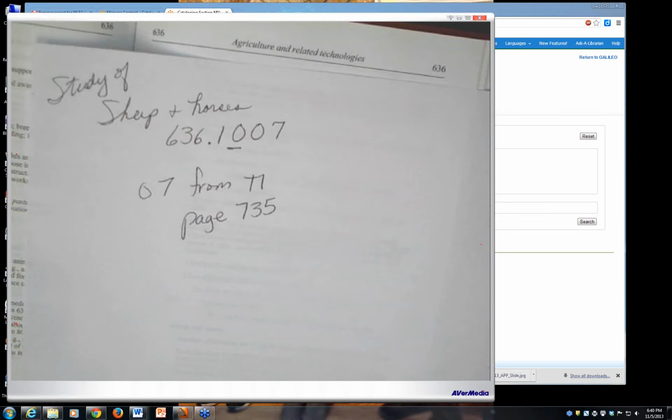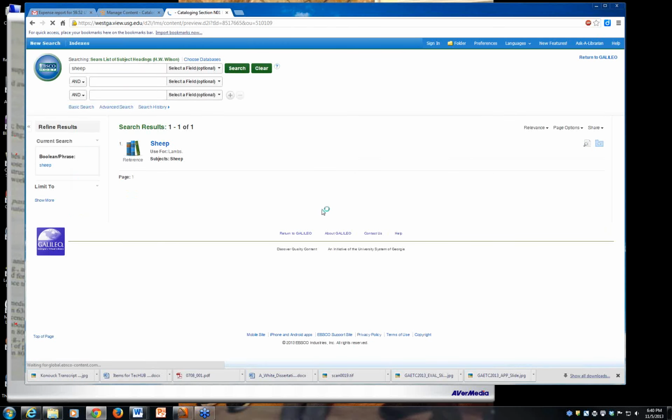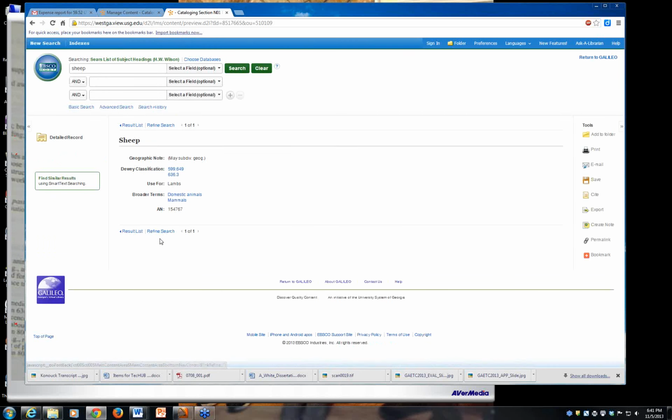Okay, before we go any further, let's continue looking at this one, and let's take a look at Sears. You're going to be doing that again, as well as assigning Dewey numbers. So let's look at Sears, and for this one, I would think we would want to have sheep as a heading. Search that, and we do have sheep. That's an acceptable heading. If I click on that, I can look and see if there are any particular notes that might impact my assignment.